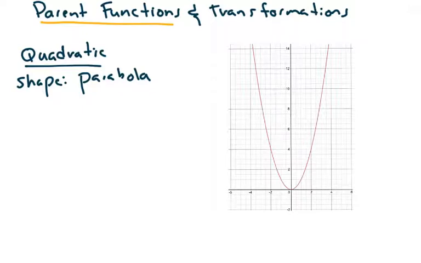And you notice it's symmetric about the y-axis. If you took this piece here and flipped it over the y-axis, it has y-axis symmetry, so it would overlap. And its equation, of the parent function, with a vertex at the origin, is f of x is equal to x squared.